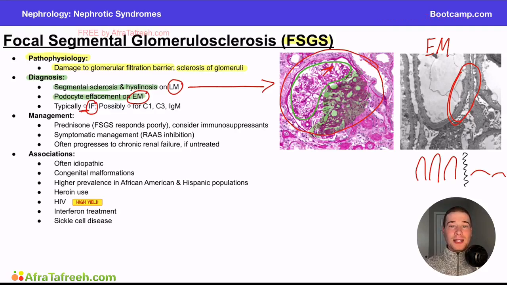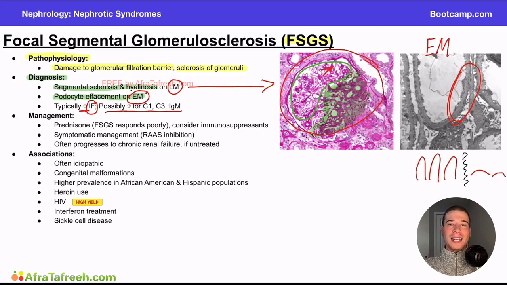While typically it's negative for immunofluorescence, there are times where you can possibly get positivity for C1, C3, or IgM immunofluorescence. And so while it's helpful to be aware that this is a possible thing, it's fairly unlikely that they would test you on this. This is a little bit of a nuanced portion of focal segmental glomerular sclerosis.